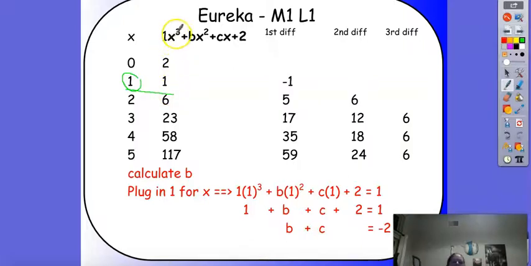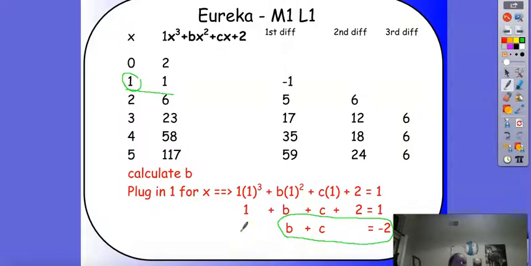So if I put a 1 in for x, 1 cubed, plus b times 1 squared plus c times 1, and I have already solved for d, plus 2, I should spit out a 1. So I end up with b plus c is equal to -2. But that doesn't help me because I have 2 variables and 1 equation.